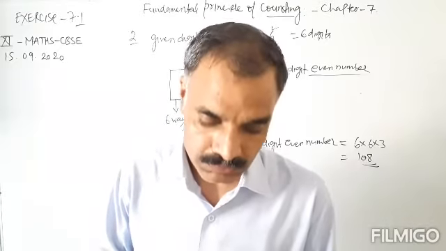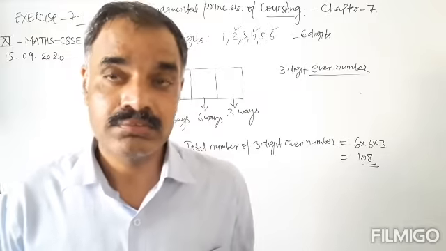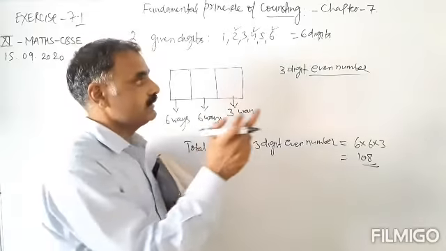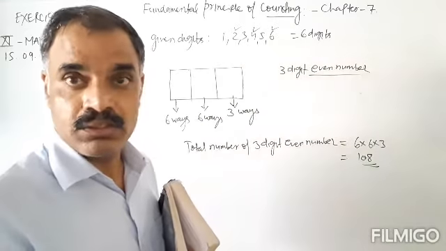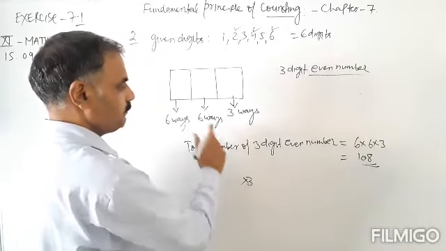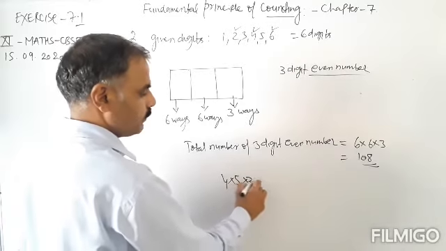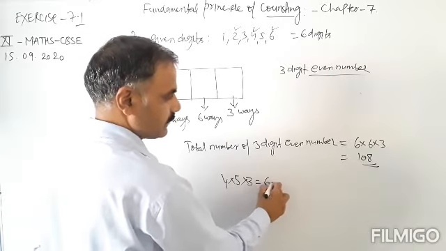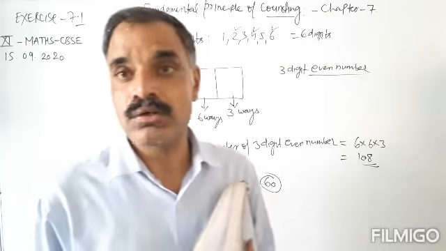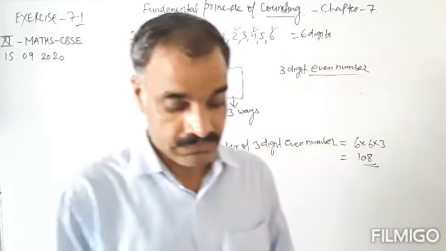So this was question number second. Here we can have an extra problem: if the digits are not repeated, then we have 3 ways for the unit place, this place can be filled by 5 and this place by 4, so 5 into 4 into 3 is just 60, only 60. Actually this is not a part of our question, so we are not writing this here.